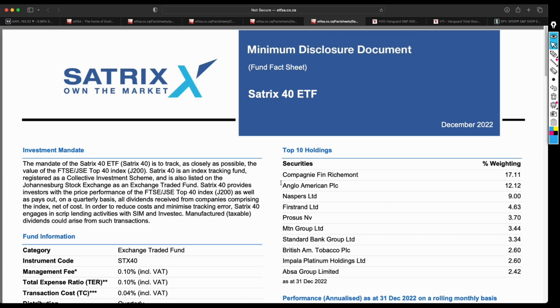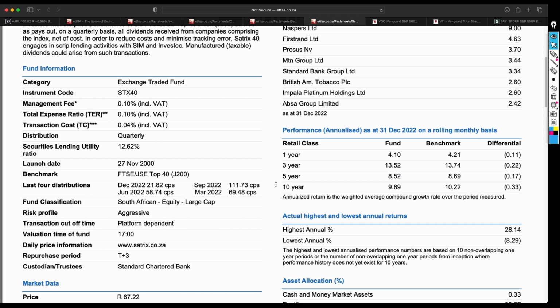CFR Richmond recently did a consolidation of 10-1. So if you owned 10 shares of CFR, you will end up owning 1 share. But the share price also changed from about, let's just say, 320 rand per share to about 3,200. So that also represents a 10-fold increase. On paper, nothing changed. It's just how many shares you have and the value of each share. And then you can see there are a whole lot of other companies coming from different sectors.